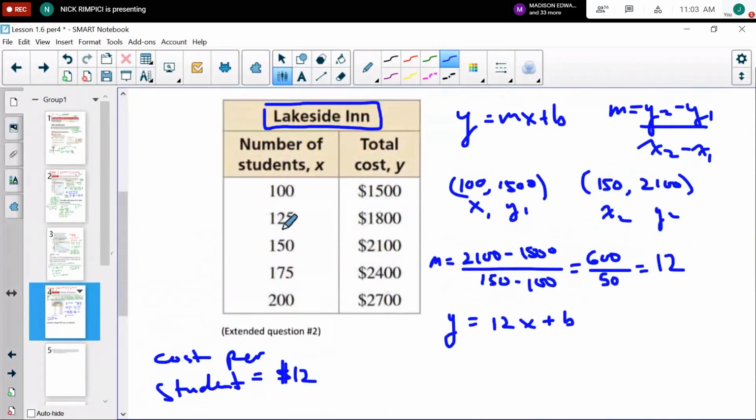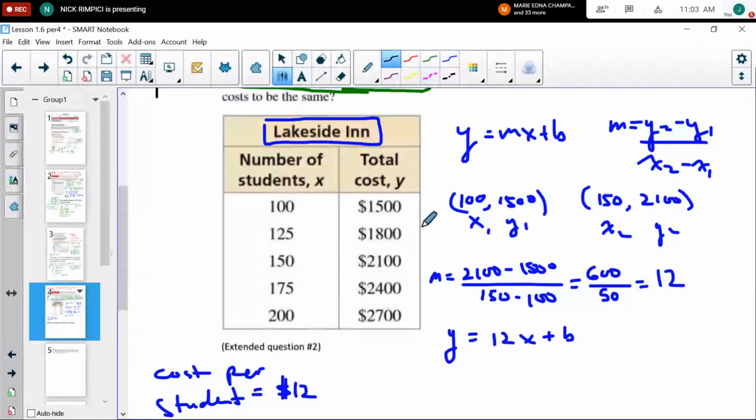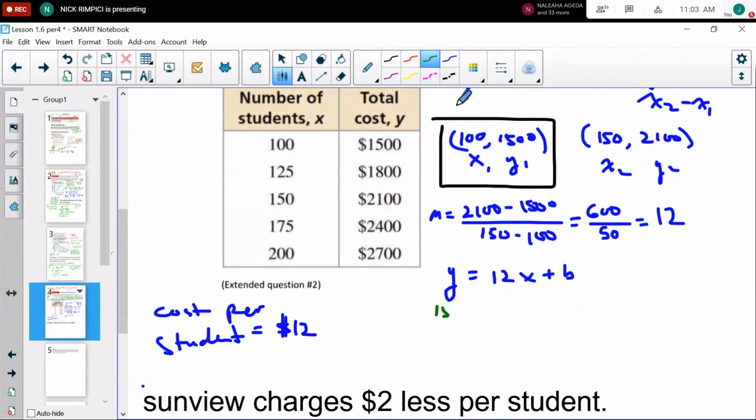You can choose any coordinate you want. If you choose a coordinate, you should be able to solve for B. So it doesn't make a difference which one you choose. I'll choose this one. It doesn't matter. So if I choose this one, y1 is 1500. Let me use below so it's consistent. So y is 1500 and x is 100.